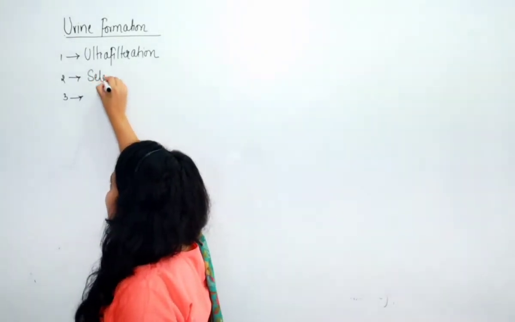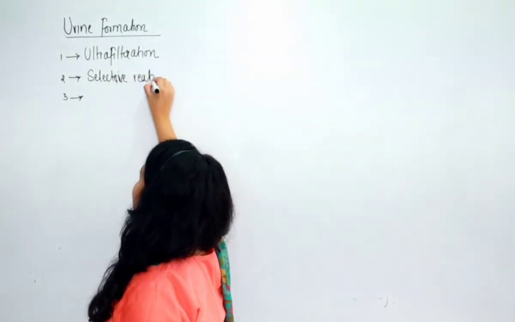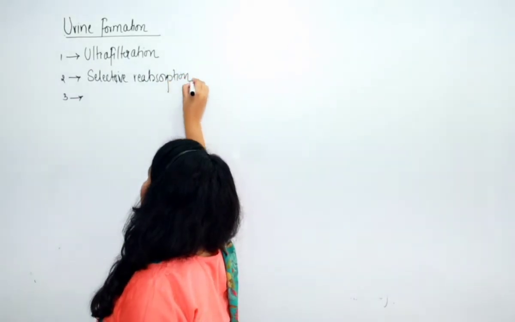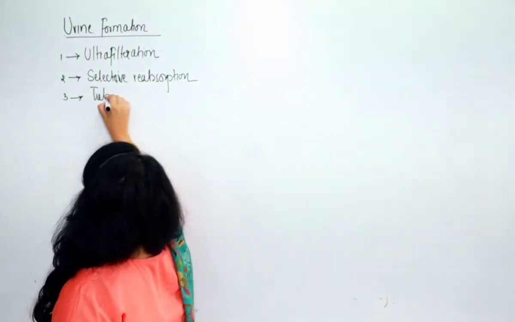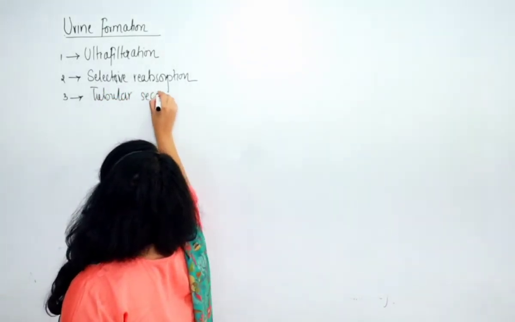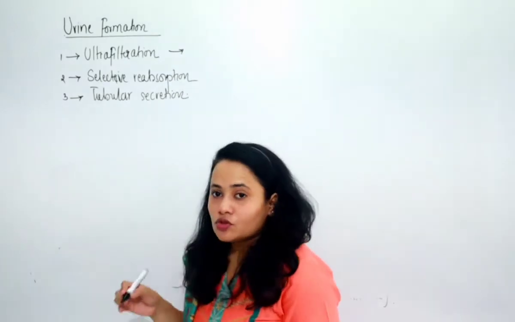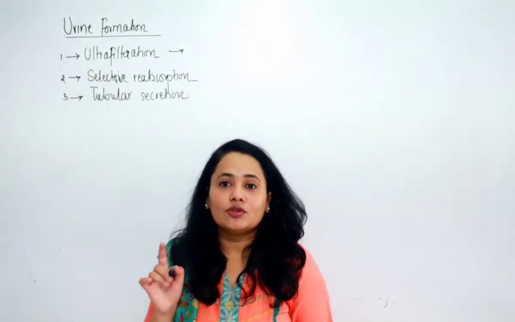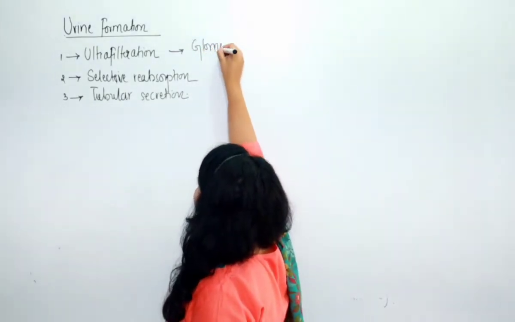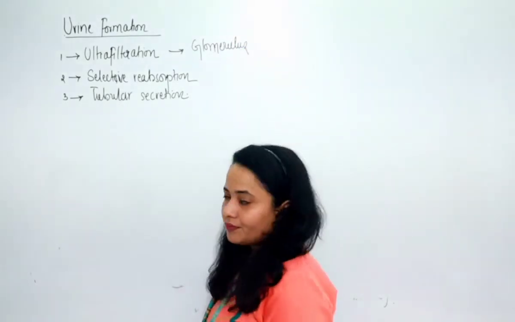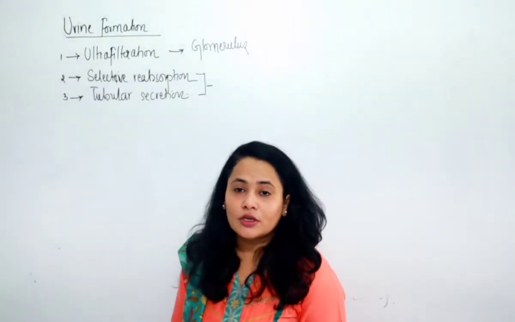The second step is known as selective reabsorption. The third step is known as tubular secretion. In the first step, the structure which is involved is Malpighian corpuscle or glomerulus. Over here, the structures which are involved are known as renal tubules.